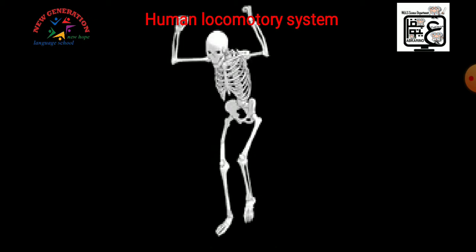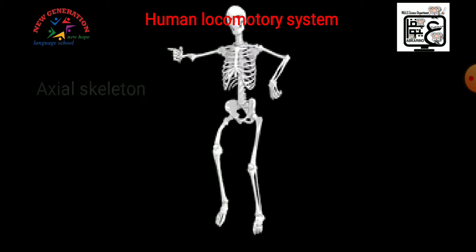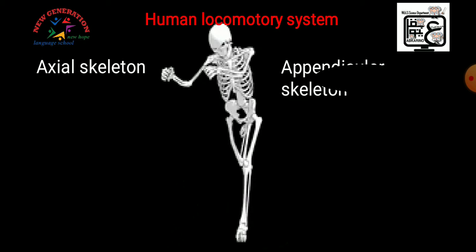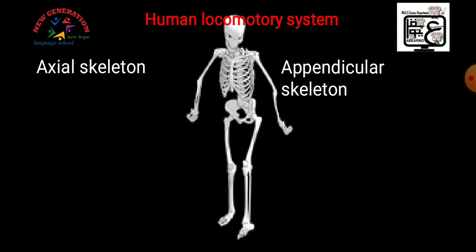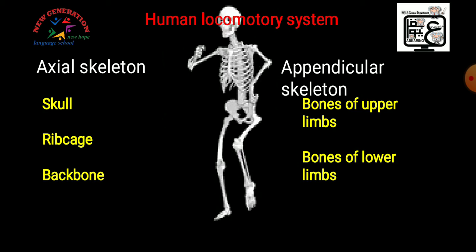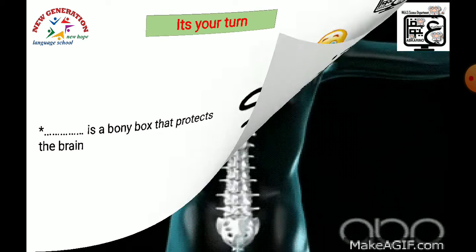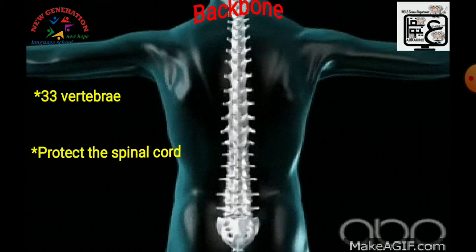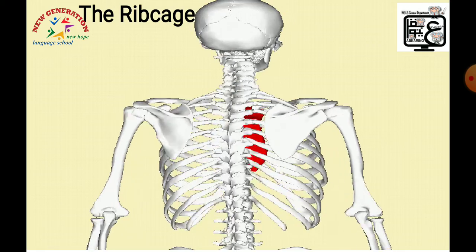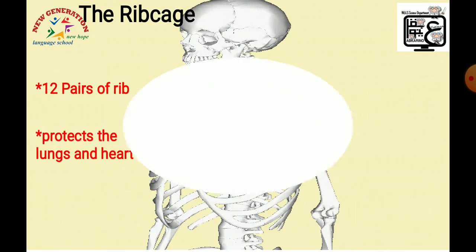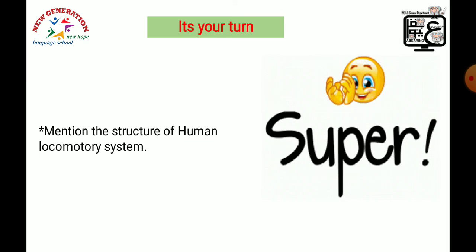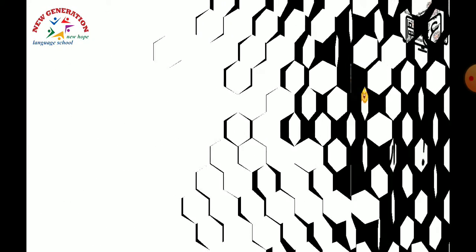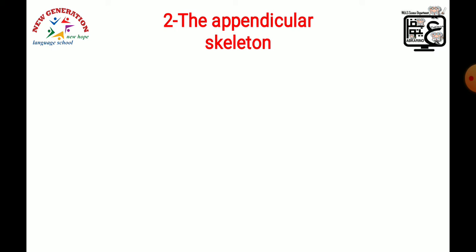In the last session, we talked about the human locomotory system and the axial skeleton, and number 2, the appendicular skeleton. After that we talked about the skull, then we talked about the backbone, and finally the rib cage. And in this session, we are going to talk about the appendicular skeleton.